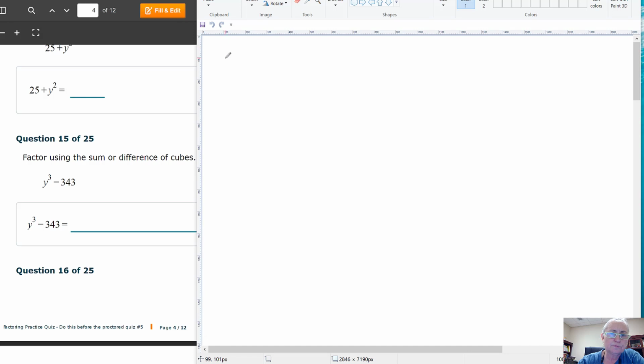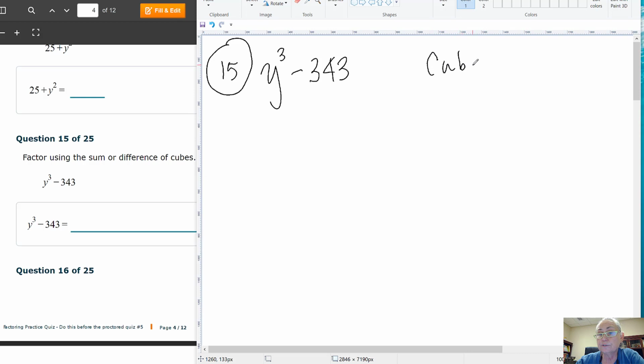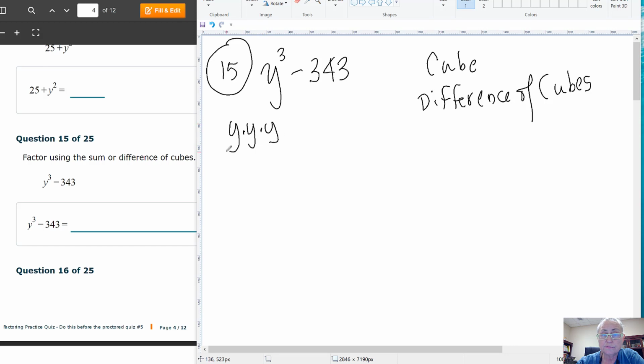Okay. Number 15. y cubed minus 343. And y cubed is not a square, it's a cube. This is called the difference of cubes, and the pattern is different than the difference of squares. Now, what we mean by cubes is that there are 3 numbers just alike that when factored will give you this number. Okay? So here are the perfect cubes.